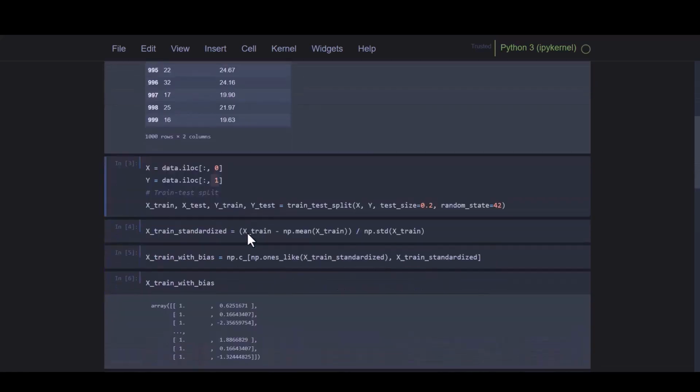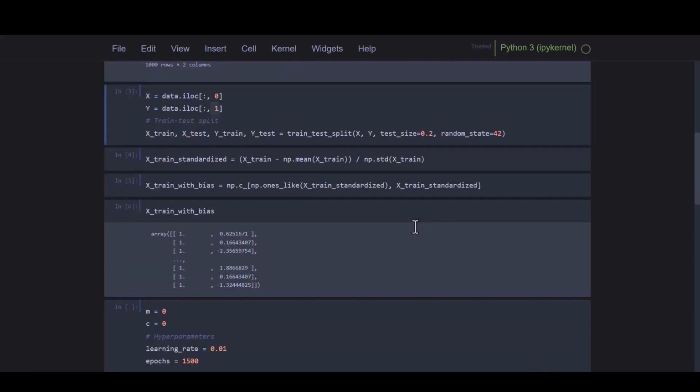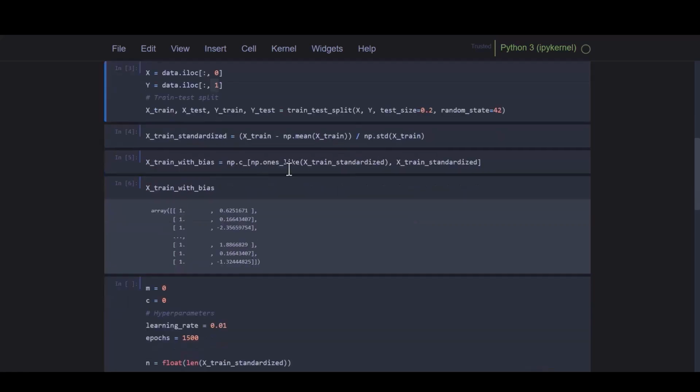After that I'll be using SkLearn's train test split to split the data from these two variables that I assigned previously, and the test size here I gave is 20%. Then I'm standardizing the X-train data, and now we are going to add the bias term to our X-train value. The bias term is nothing but the intercept of the line. In the line y equals mx plus c, c is the intercept, and that intercept we are going to add as a bias to this feature.